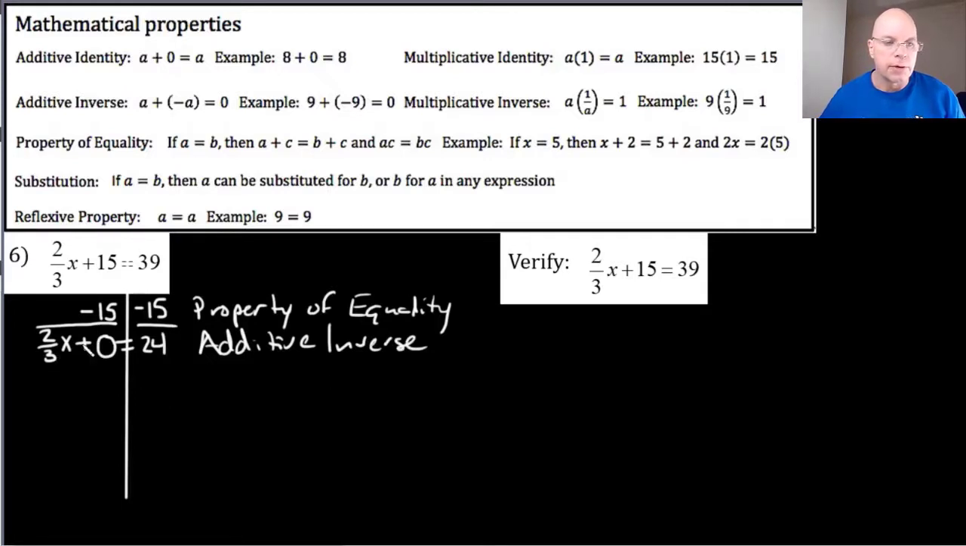That's an example of the additive inverse. The fact that 2/3 x plus 0 is 2/3 x is the additive identity. If you're adding 0, you've identified the other term. In other words, you can add 0 to anything without changing its identity. That's the additive identity.